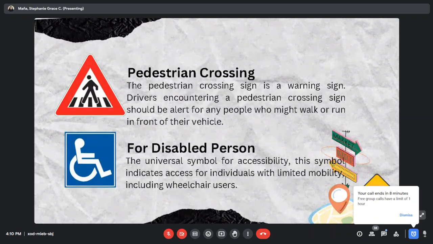So the next informative sign is this one, for disabled person. The universal symbol for accessibility, this symbol indicates access for individuals with limited mobility, including wheelchair users. So guys, this disabled person sign is for designated disabled persons. So next sign.